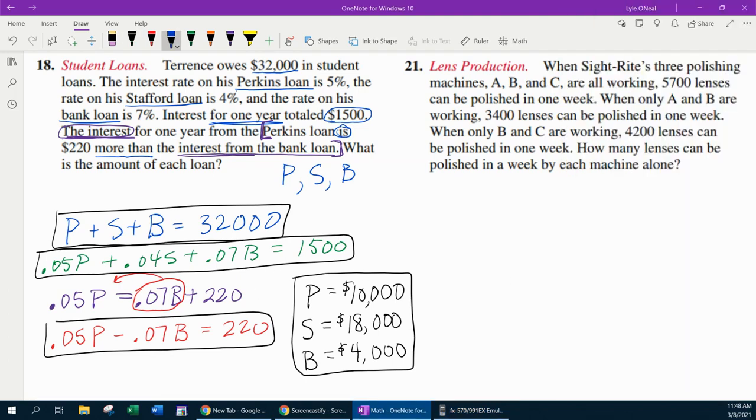And for our last example in this lesson, number 21, lens production. When SiteRight's 3 polishing machines, A, B, and C, are all working, 5,700 lenses can be polished in 1 week. So let's go ahead and make a note of that equation.